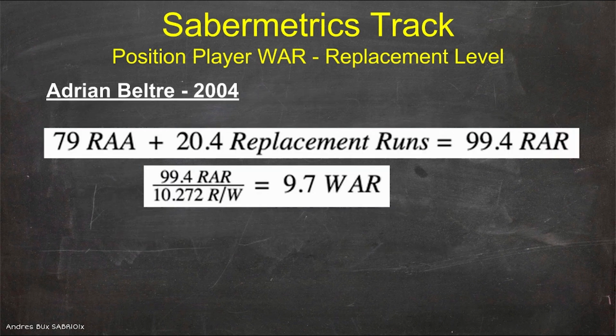So let's go on to Adrian Beltre. We had 79 runs above average, and then we added the 20.4 replacement runs, and we ended up with 99.4 runs above average. Then there was the conversion from runs to wins, giving Beltre 9.7 WAR. And that was one of the best years in recent times in baseball. It's a very high number. This was a fantastic year by Adrian Beltre, a 9.7 WAR year.